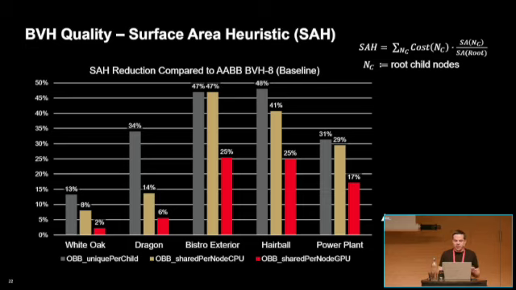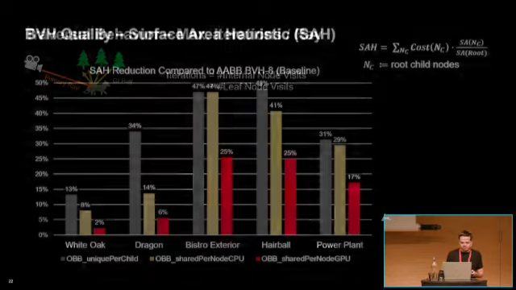But at least for the good scenes like the hairball, bistro exterior, for those we can reduce the surface area by nearly 50%. And for the GPU version, we achieve at least 25%. So there's definitely a potential that SAH maps to, so some authors showed that SAH maps to ray tracing performance, and we anticipate an increase in performance here as well.